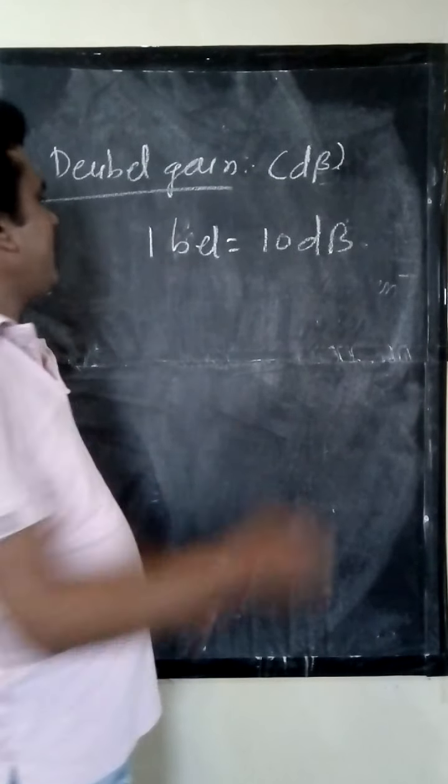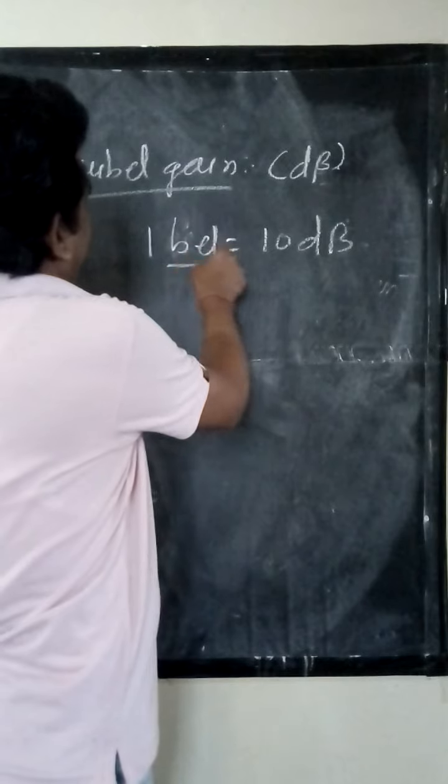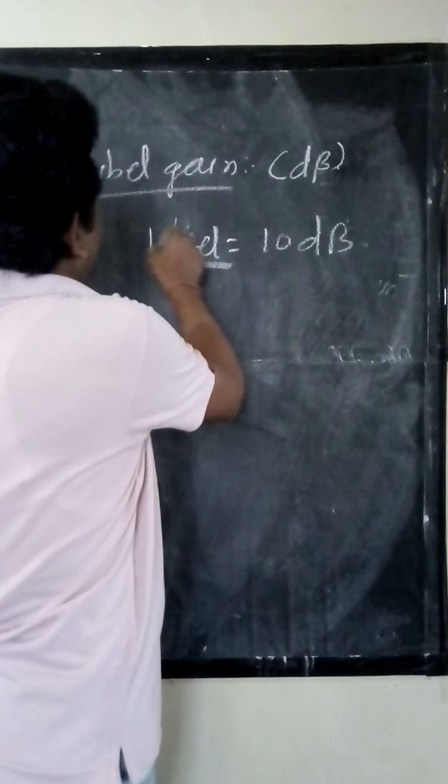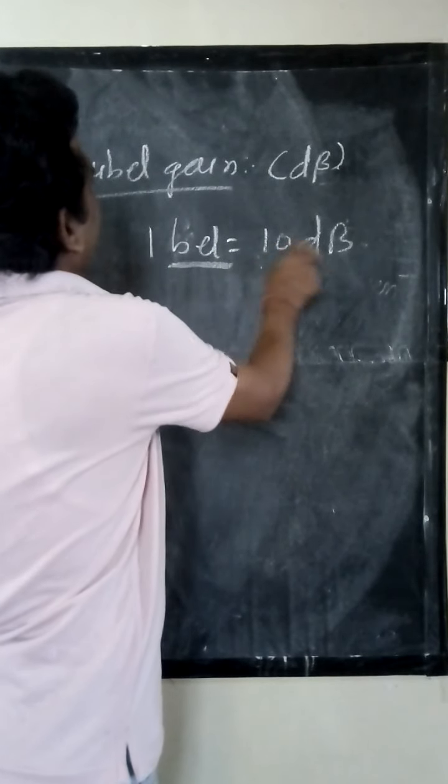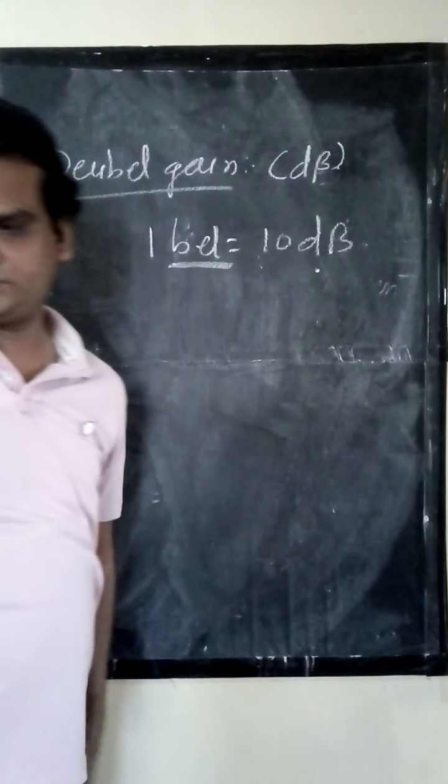So the common logarithm, log to the base 10, of power gain is called bel power gain. Its unit is bel. The smallest unit is known as decibel and abbreviated as dB. तो क्या है, बेल ये यूनिट है, 1 बेल इक्वल्स टू क्या होता है 10 डेसिबल.